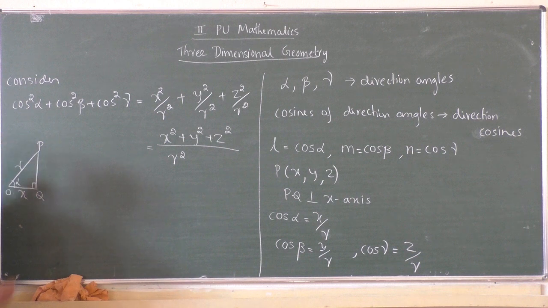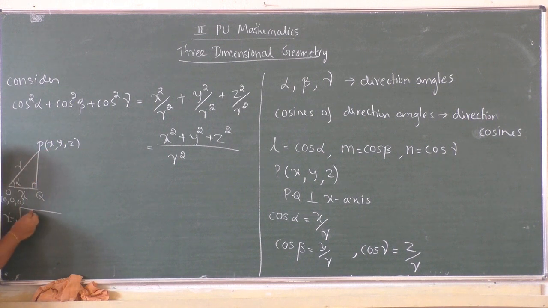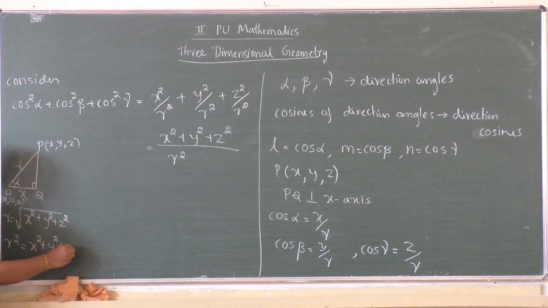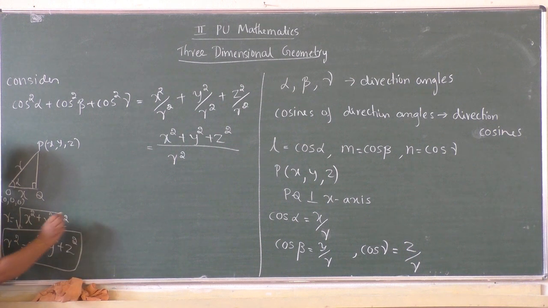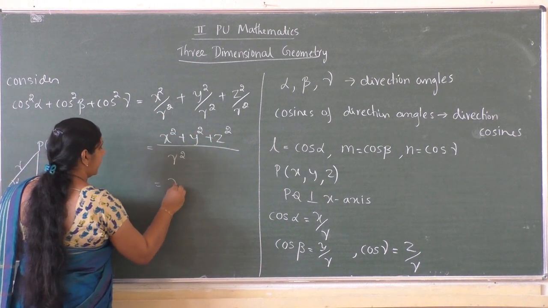What is r? r is the root of, here the coordinates are x, y, z, here 0, 0, 0. So x2 minus x1 whole square, that is x minus 0, x square plus y square plus z square. So r equal to root of x square plus y square plus z square we will get. If I square both sides, we get r square equal to x square plus y square plus z square, the square root and square getting cancelled. So in the place of x square plus y square plus z square, I can write r square.